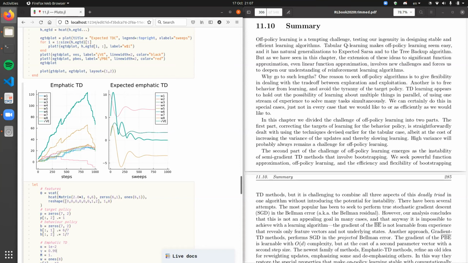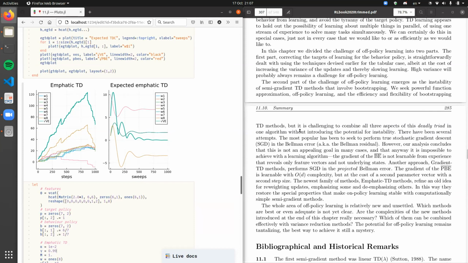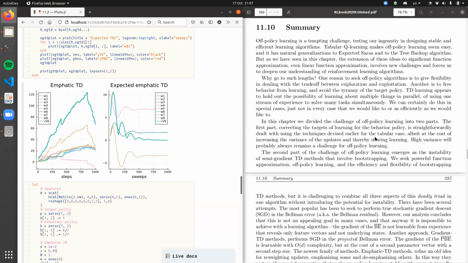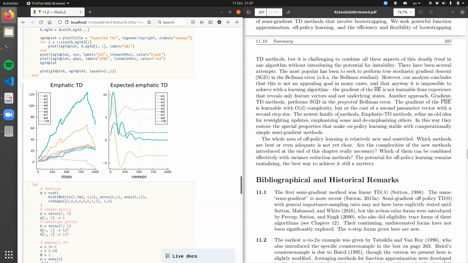Therefore, the researchers are really interested in finding efficient solutions to this issue of convergence of classic algorithms when applied to off-policy learning with function approximation and bootstrapping. So yeah, we were introduced to these two methods here.